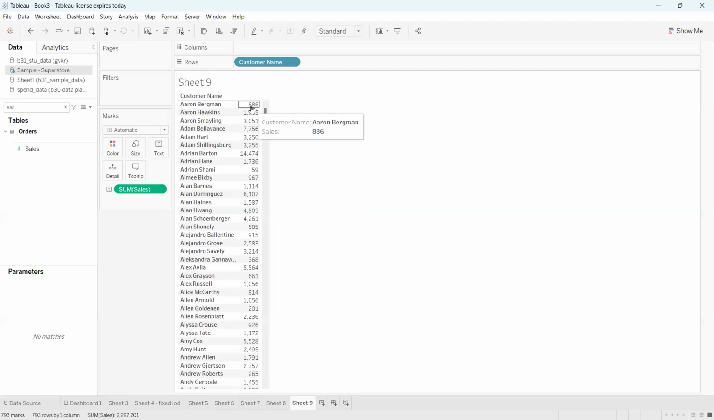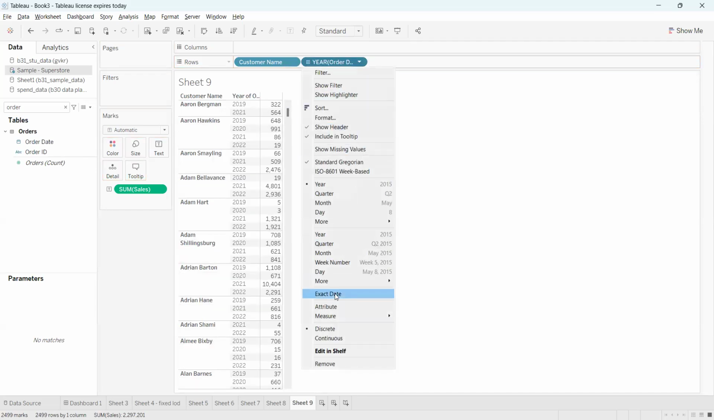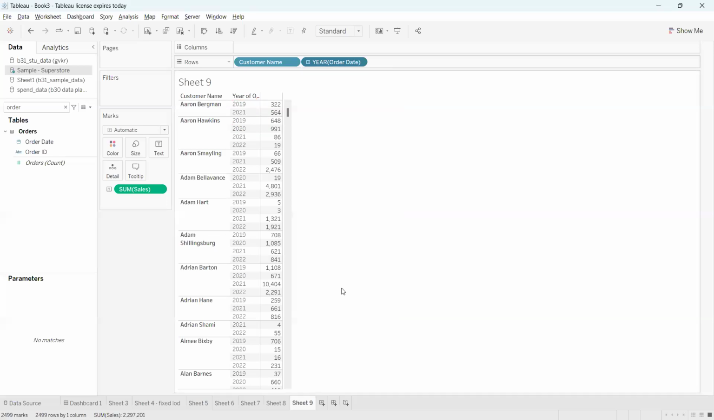This 886 is not because of one month for that person. This is because of all the dates. If you want to understand for which dates this person has made transactions, drag the order date into the row shelf. Initially it gives you years only. Date fields by default will show the years only. If you want to show the exact date, like month and day also, just drop down it and go to the exact date option.